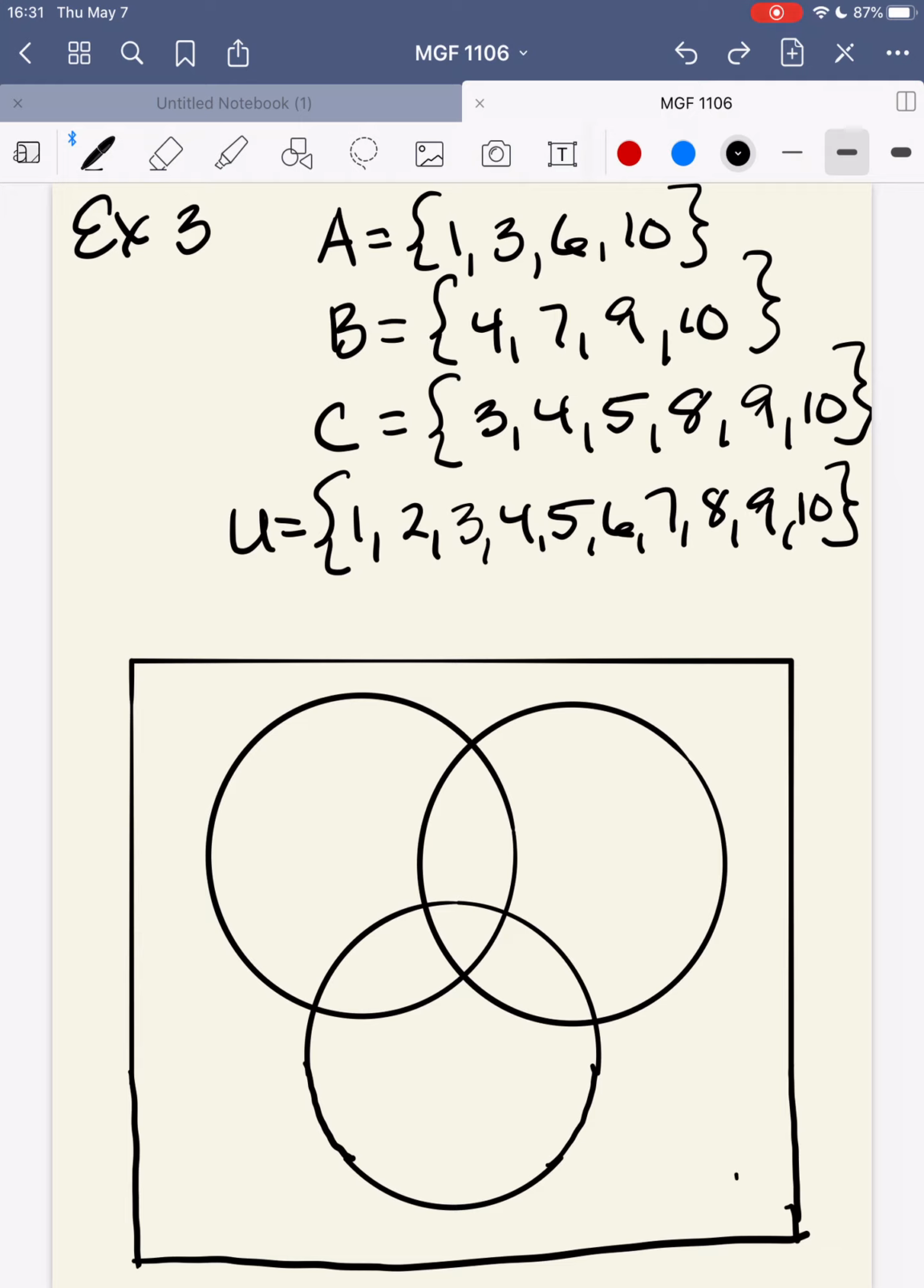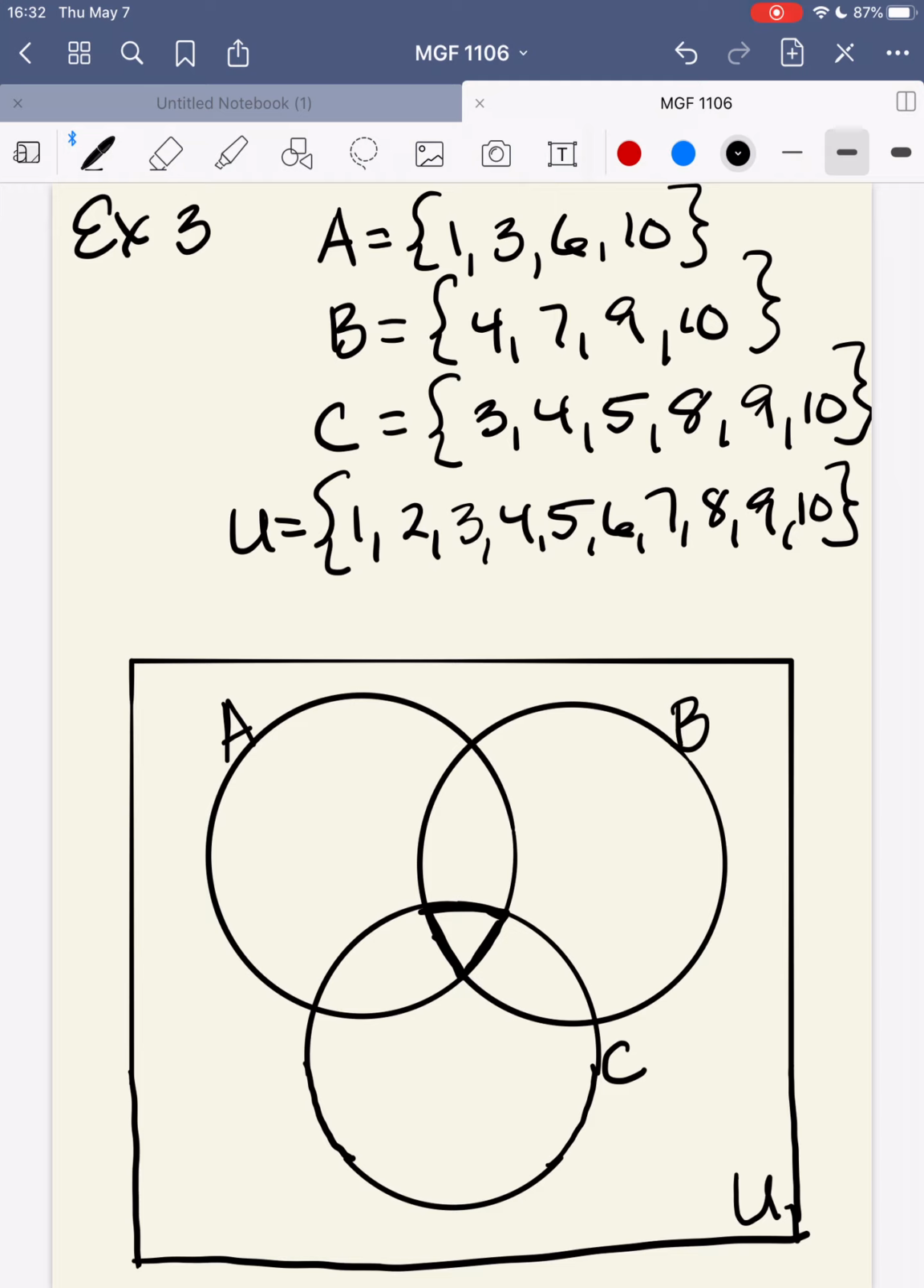So I'm going to go ahead, first of all, and label my universe and my sets. I'm going to call this set A, set B, set C. You can label in the circle or outside the circle. I guess it's really up to you, as long as I know which set is which. The first thing I want to do is find the elements that are in A, B, and C. So I'm going to look for the center piece here and find what numbers all 3 have in common.